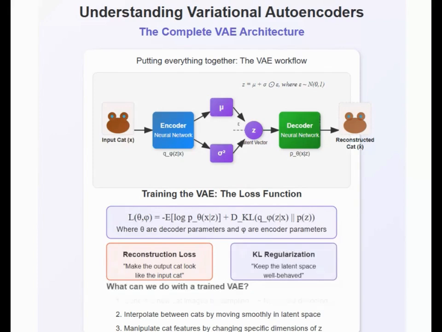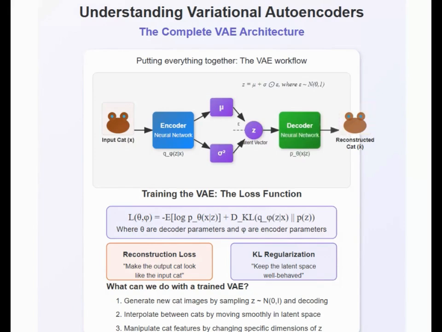Once we've trained the VAE, we can use it in several exciting ways. We can generate new cat images by sampling from the prior p(z) and running the samples through the decoder. We can interpolate between cats by moving smoothly in the latent space. We can even manipulate specific cat features by changing particular dimensions of the latent vector.